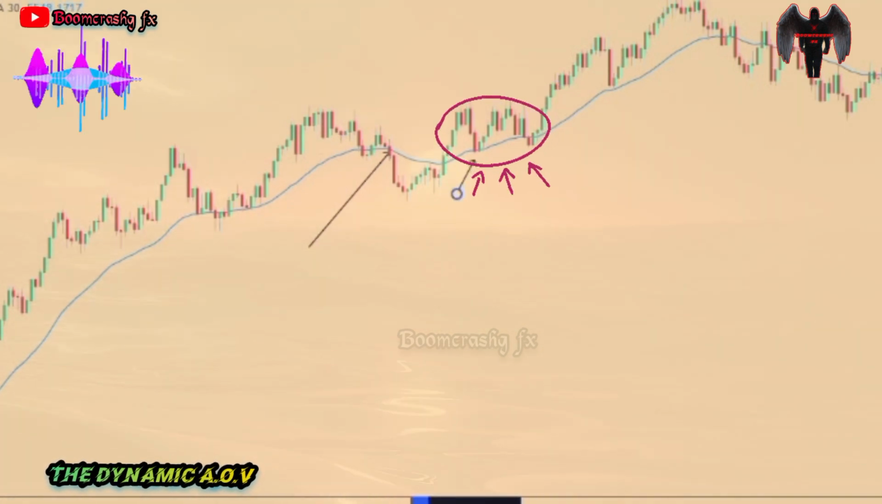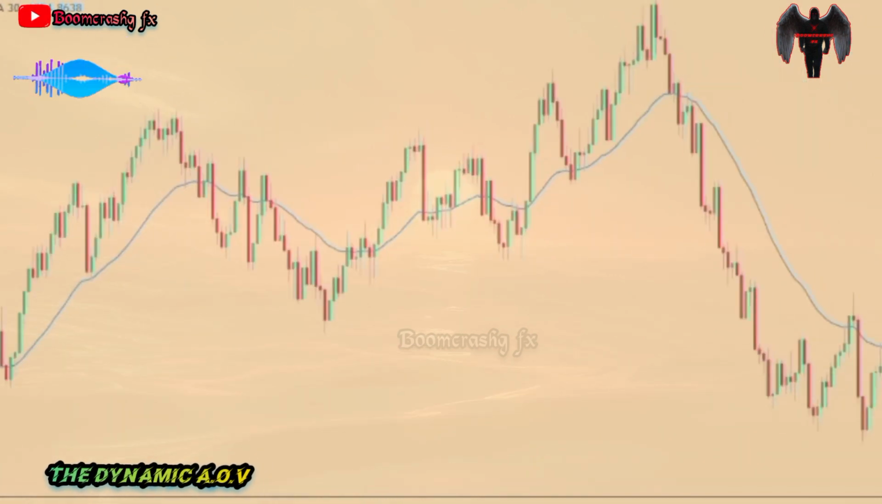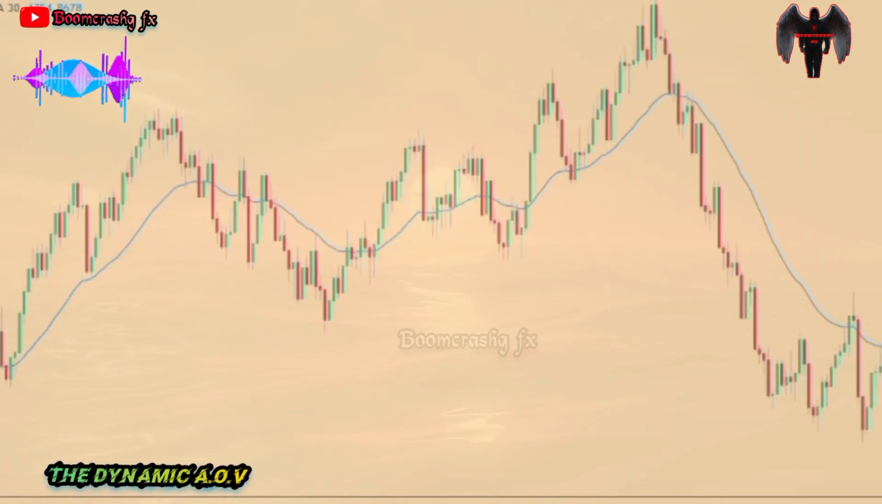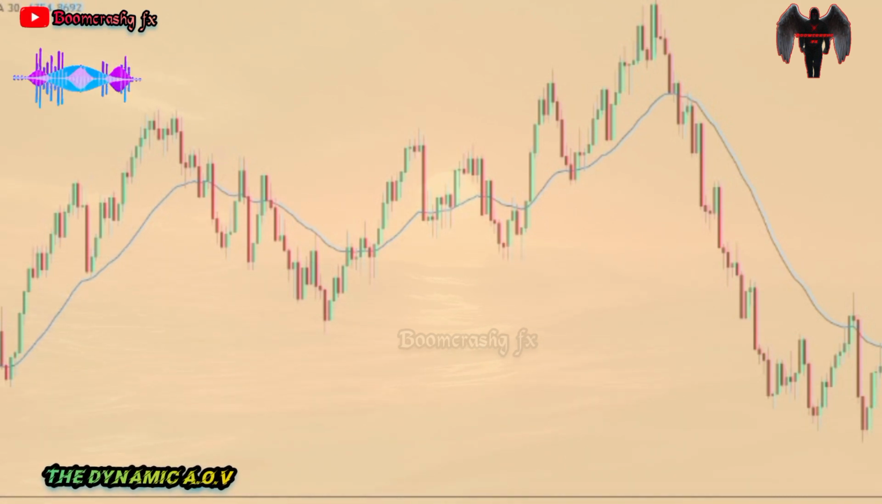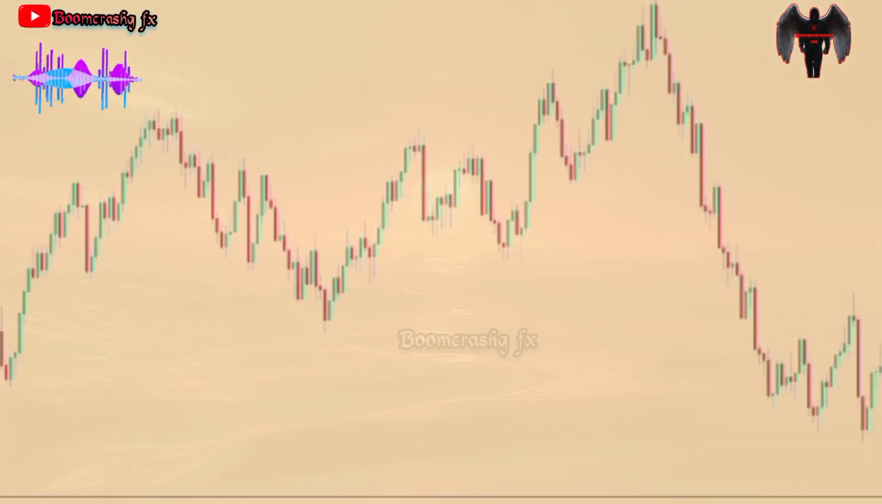There you can make your entry and go along with the market trend. So that's for dynamic AOV. So the second part of this, which is the second division of this entry pattern, is the EMA confluence. Talking about the EMA confluence, this is actually a situation whereby two moving averages meet or cross.